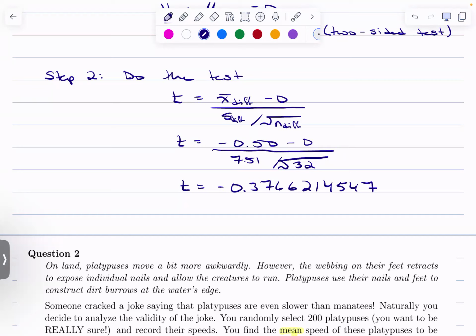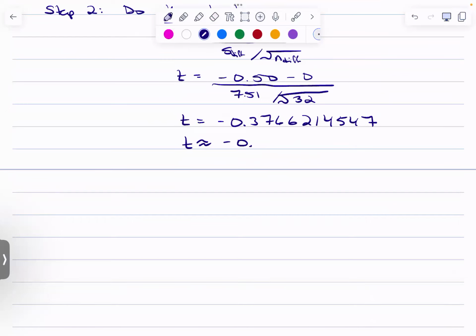So t to 3 decimal places, -0.377. For t, I use 3 decimal places because my t table gives me 3 decimal places. So I need to keep at least 3. Otherwise, you might choose the wrong side. Step 3, we want to find the p-value.